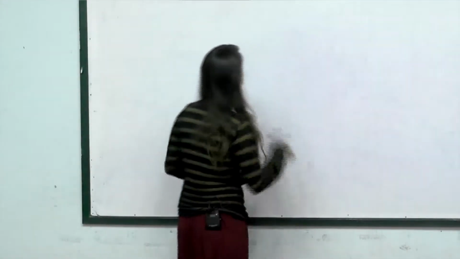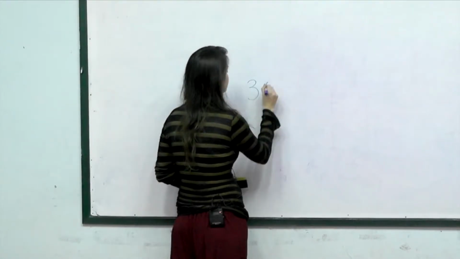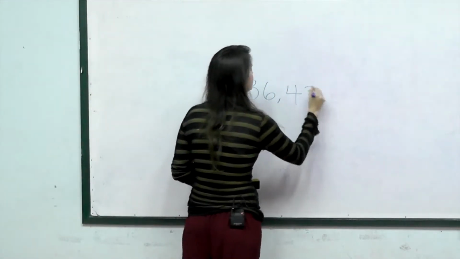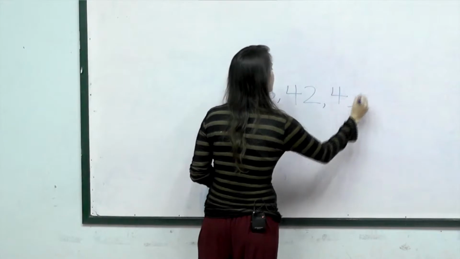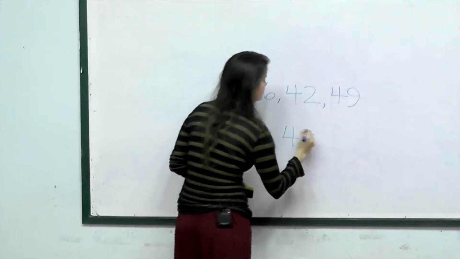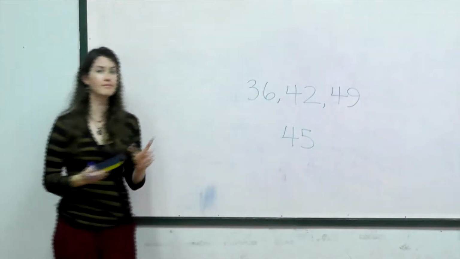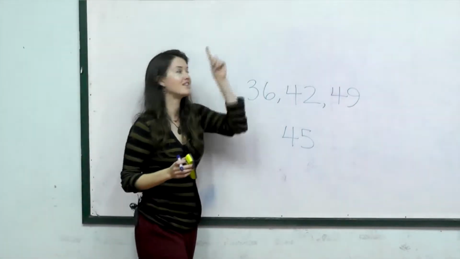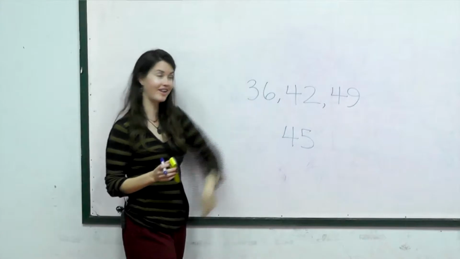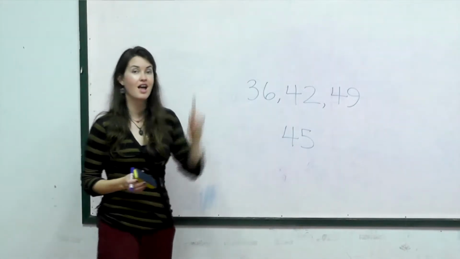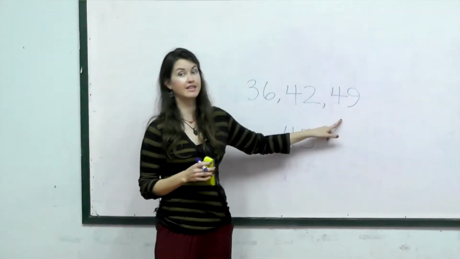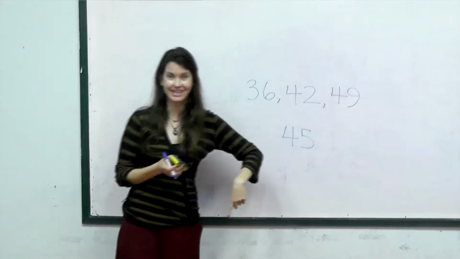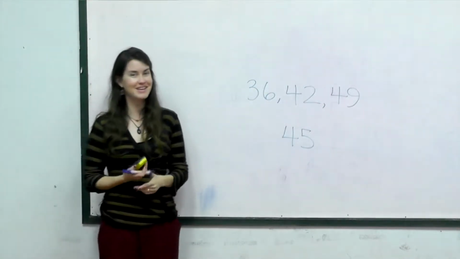Very nice job. What if we have 36, 42, and 49? Let's think about the number 45. Is it greater or less than 36? It's greater. Is it greater or less than 42? Greater. What about 49? Less than. Very nice job, friends. I think you got it.